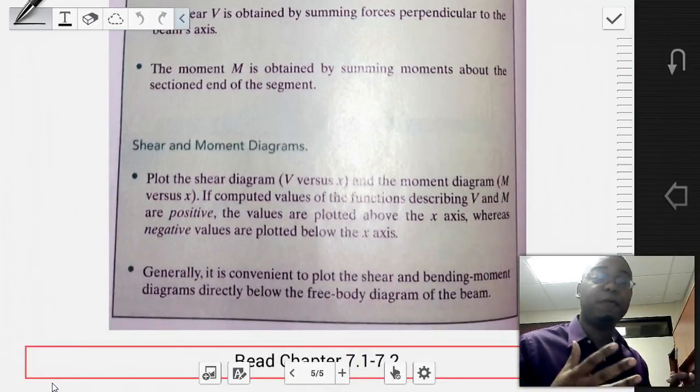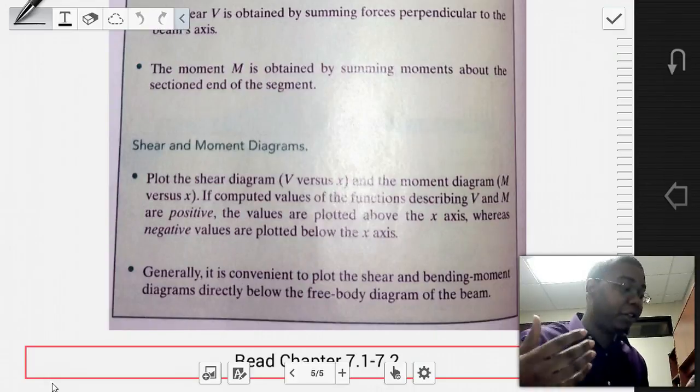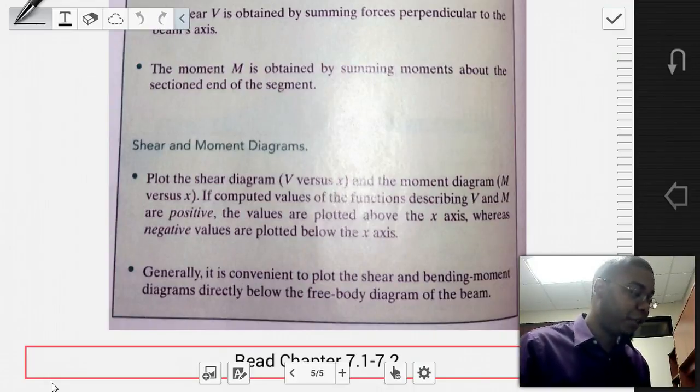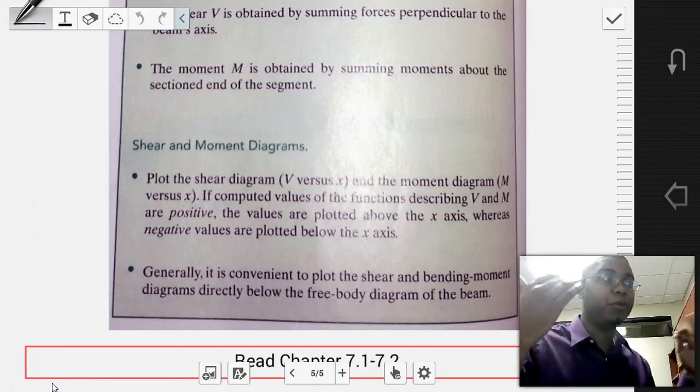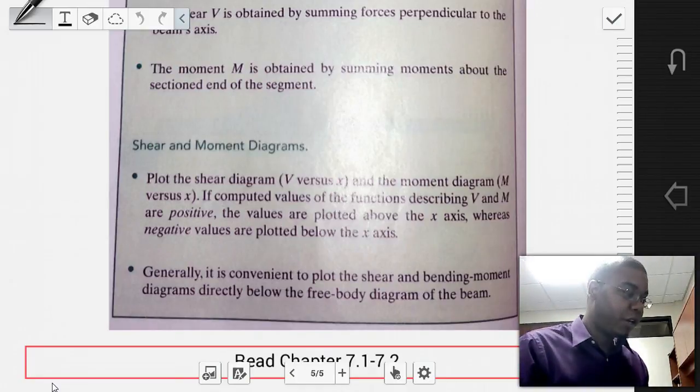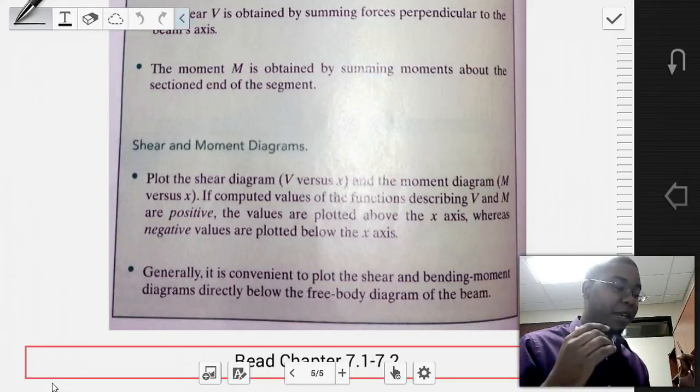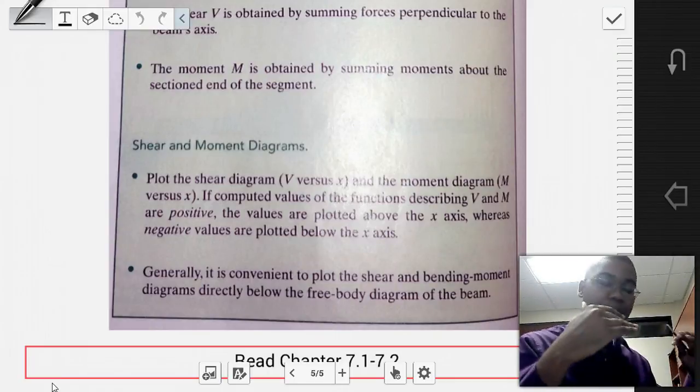And now that we've got these functions, it comes to us to actually create our shear and moment diagrams. Plot the shear diagram, which is the shear force versus the x position, and the moment diagram, which is the bending moment versus the x position. If the computed values of the functions describing the shear and bending moment are positive, then the values are plotted above the x-axis, right? So we're going to assume it's in the positive direction. Whereas if our computed values from the functions we found are negative, then the value should be plotted below the x-axis, right?